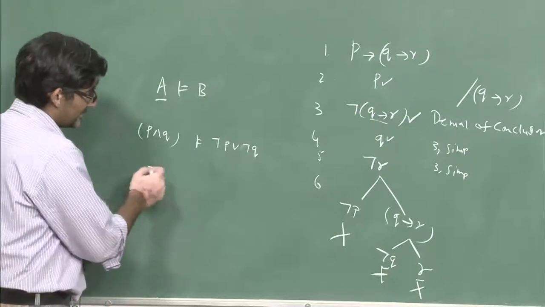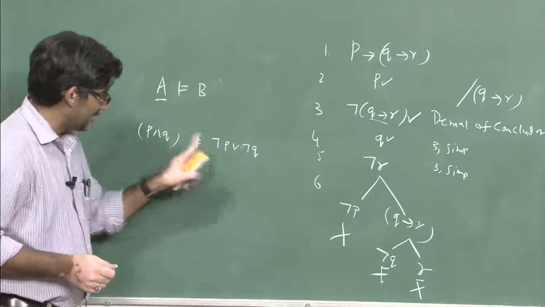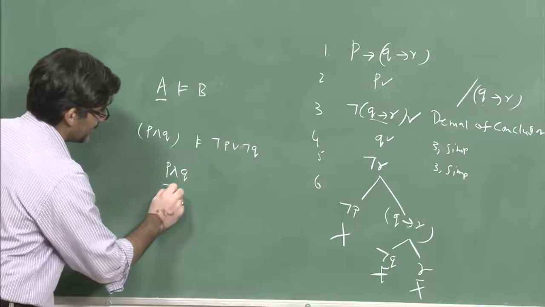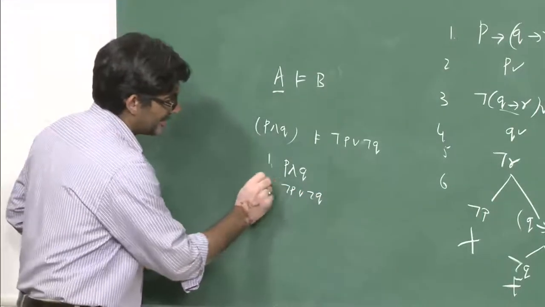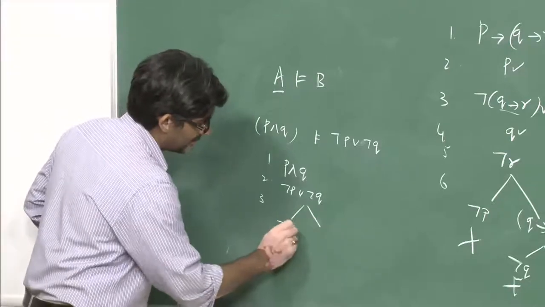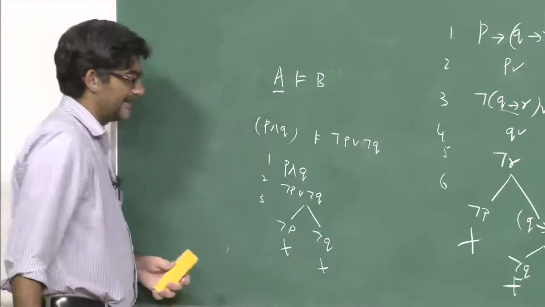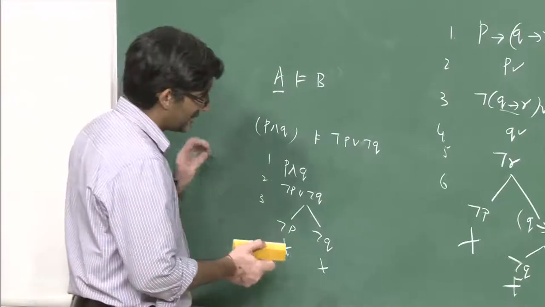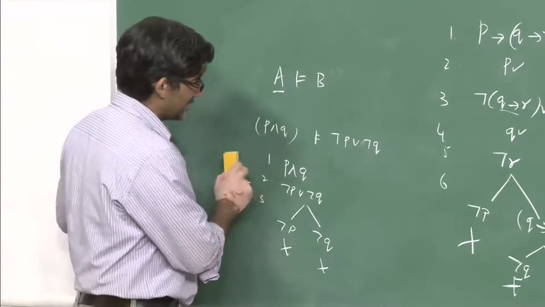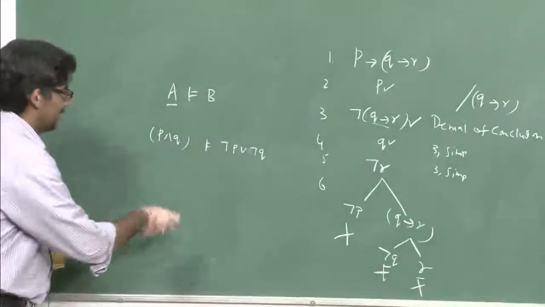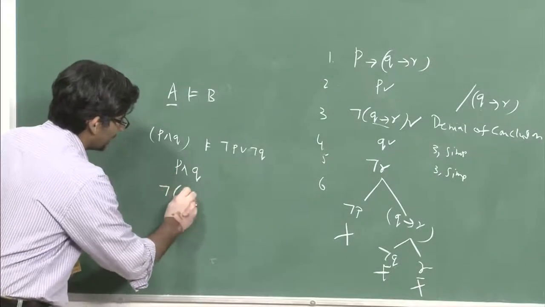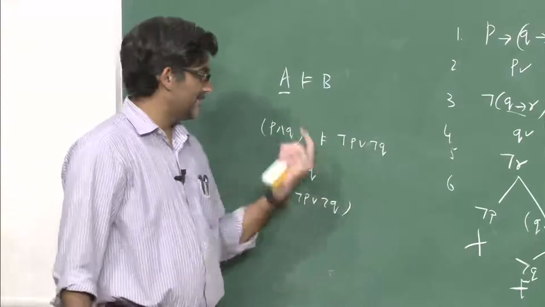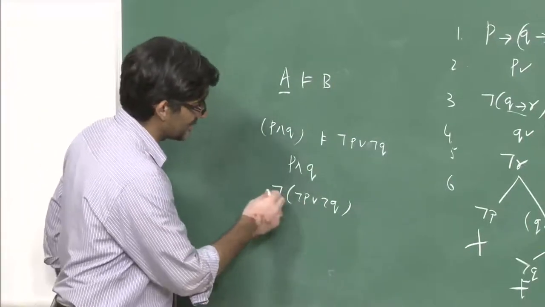Now if you want to show that this is a logical consequence of this one, first you write not P or not Q, and construct a tree for it, and in all the branches the branch closes. But that is not what we are trying to say. What we are trying to show is P and Q and not of not P or not Q. If this is unsatisfiable, then this is a logical consequence of this one, but actually that is not the case.